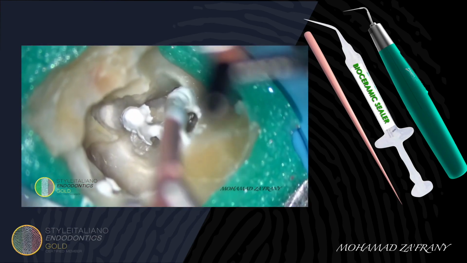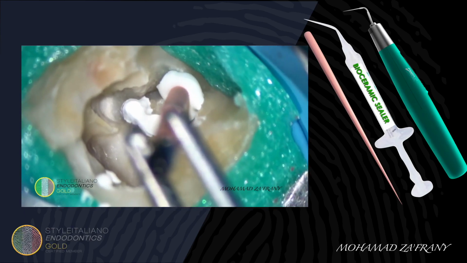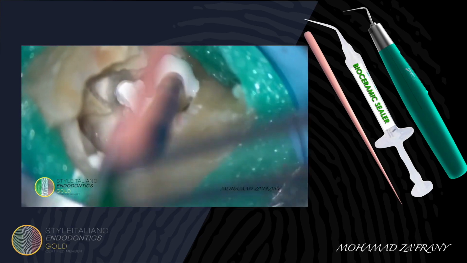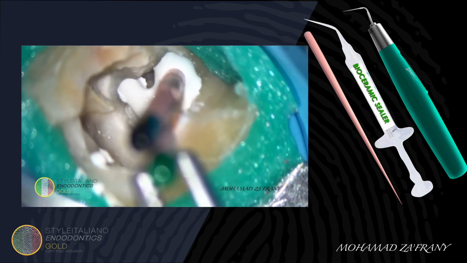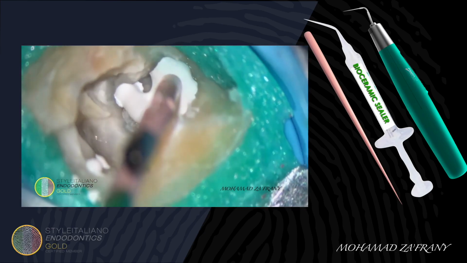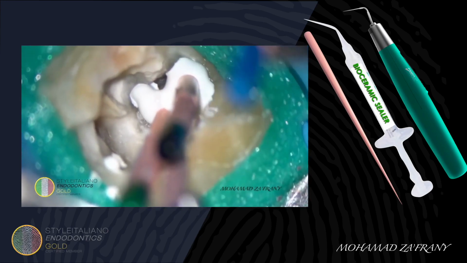Insertion of the master cones. In this case, I used the passive lateral compaction technique for filling the spaces. Without any use of spreaders, I'm just using more cones of gutta-percha to push sealer more into the spaces.